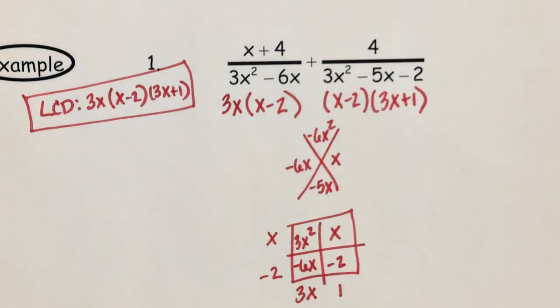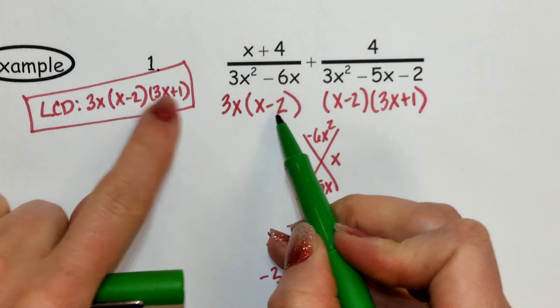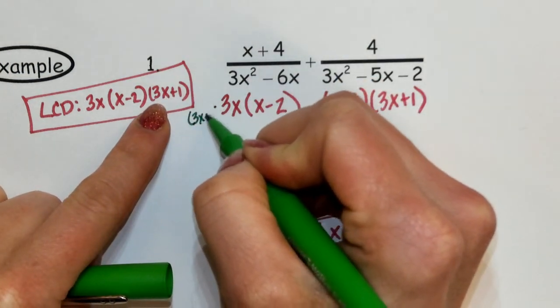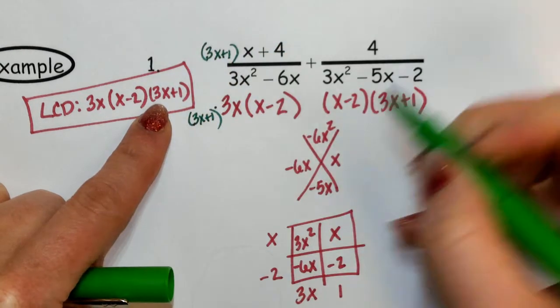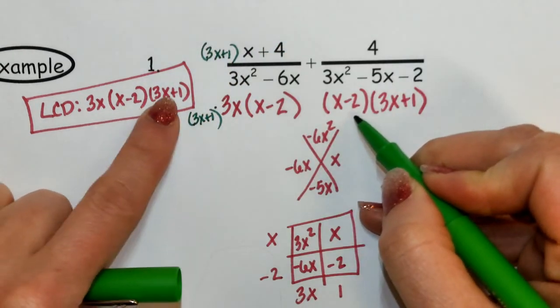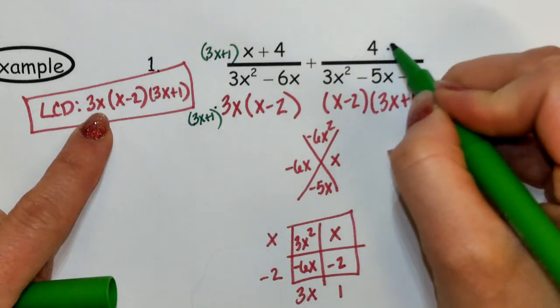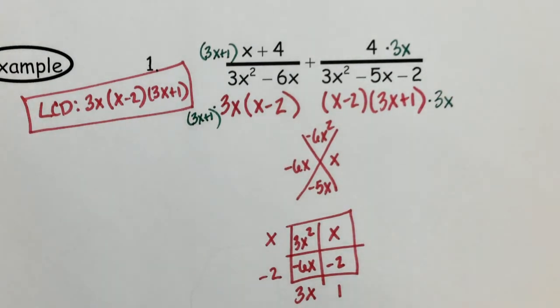So now, let me get a different marker here. So this one, I have this, but I need this. So I'm going to multiply by 3x plus 1, multiply by 3x plus 1. Over here I have this one and I have this, but I don't have a 3x. So I multiply by 3x on the top and 3x on the bottom.